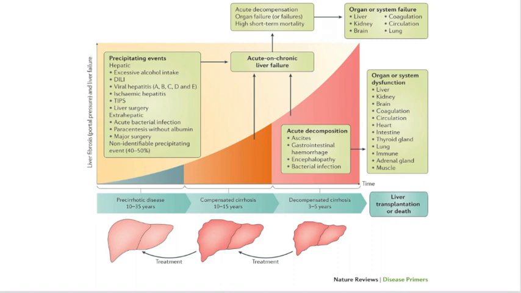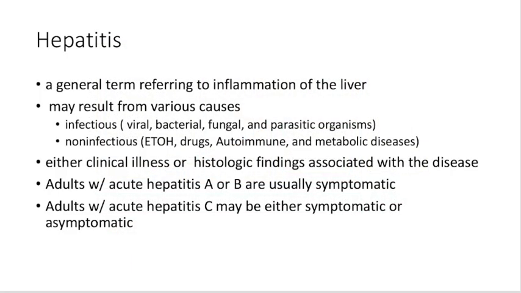We can have acute on chronic liver failure. We would start to get acute decompensation, and then we're into the severe phases of decompensated cirrhosis. And that's when we're going to start seeing those classic signs and symptoms of liver disease. One of the big causes, of course, is hepatitis, a general term referring to inflammation of the liver. Various causes, infectious versus non-infectious.